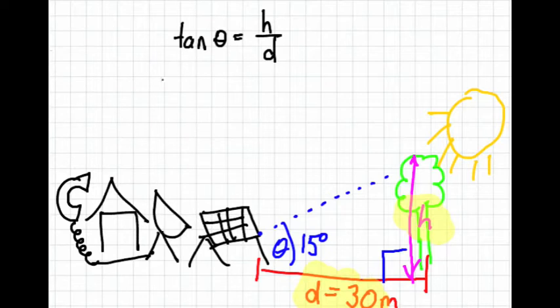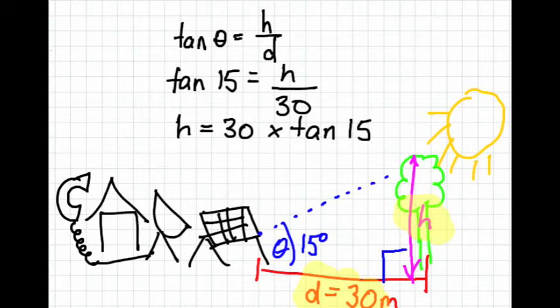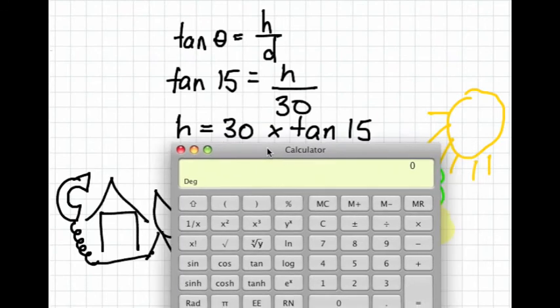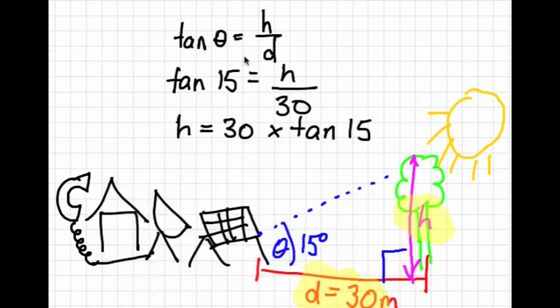We can now plug all the numbers in that we know, and we're going to change our equation around, ready to plug into a calculator. So we go and grab our calculator, and we need to do 30 times tan 15. So we're going to do 30 times, on this calculator we have to press the 15 first before the tan. Press equals. There you go. Our tree is approximately 8 meters high. So very quickly we found that this tree is 8 meters high.